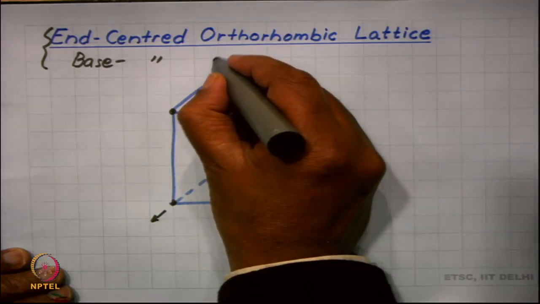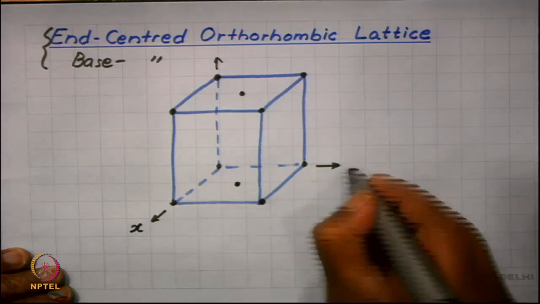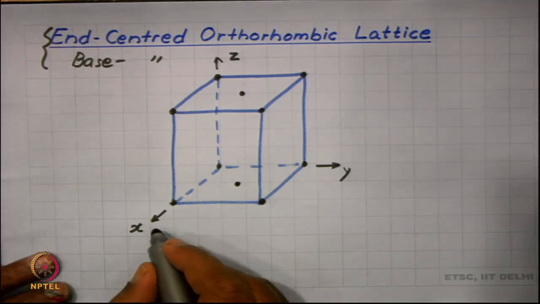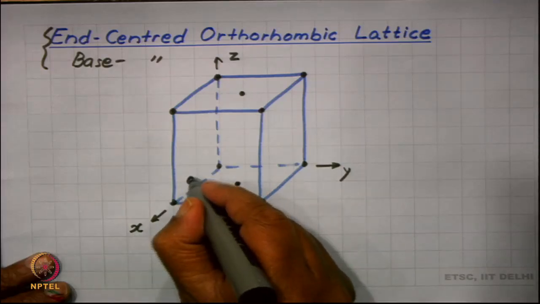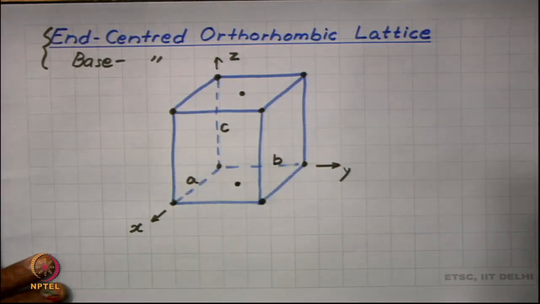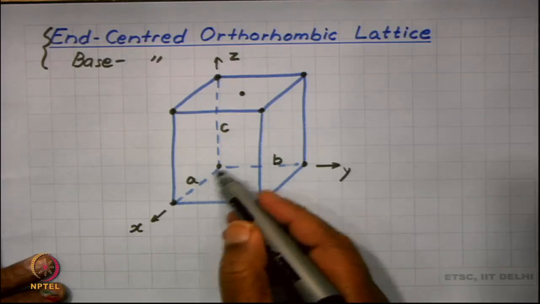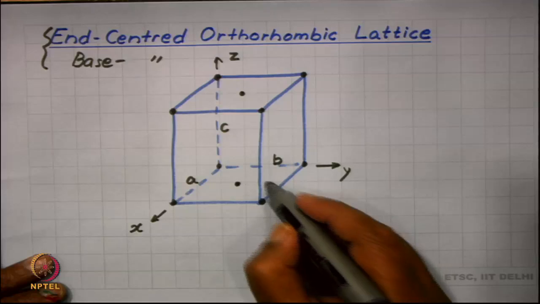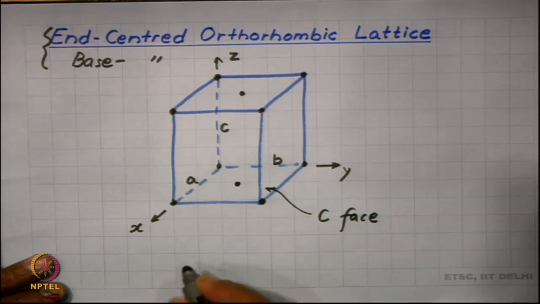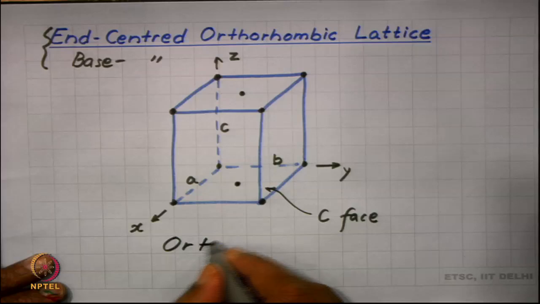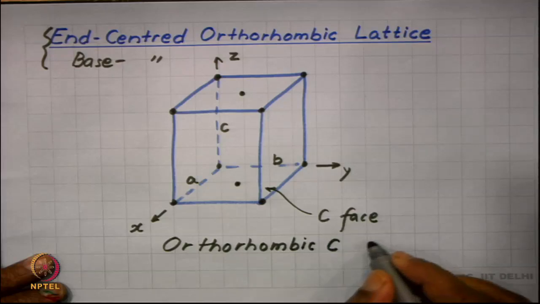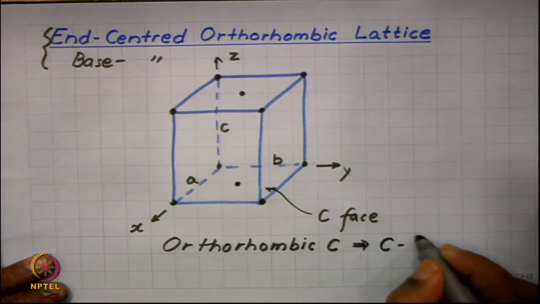because if I choose my axes x, y and z in this way, note that in crystallography the A is along the x axis, B is along the y axis and C is along the z axis. So, the face which we have centered is the face containing A and B. This face is called the C face, capital C face. So, when I say orthorhombic C, this means C face is centered.